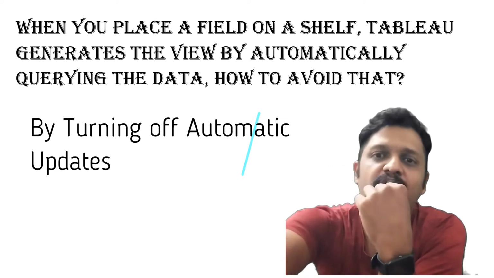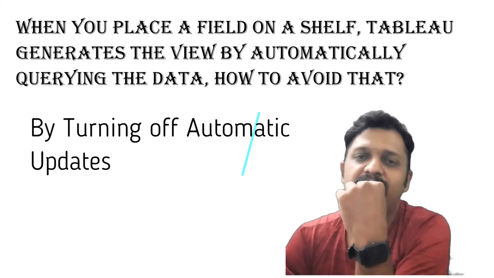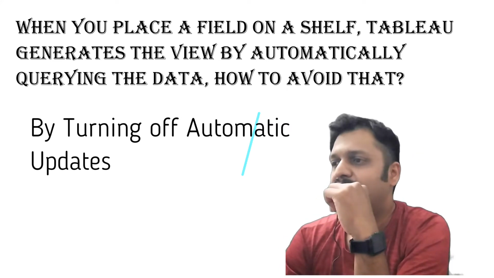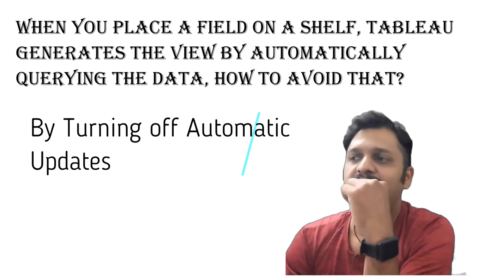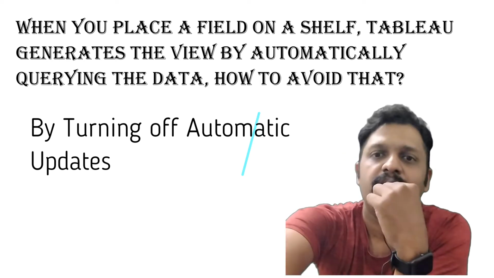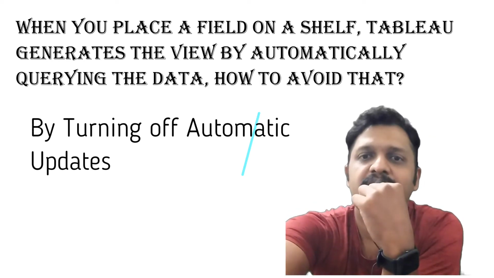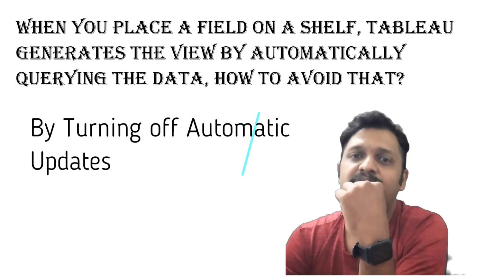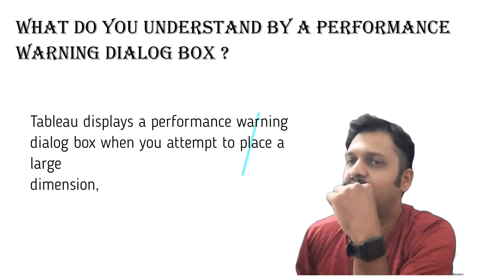This seems to be very complicated questions, but the answer is pretty simple. The answer is by turning off automatic update. By turning off automatic update, you can avoid unwanted view generation. Next question. What do you understand by performance warning dialog box?